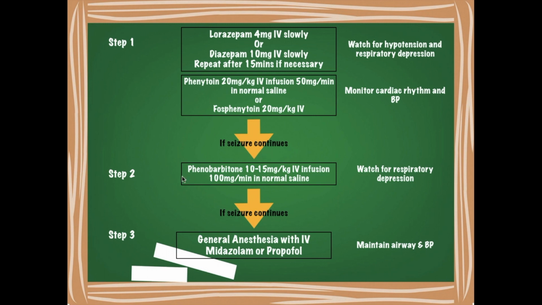Now, if the seizures continue beyond 30 minutes, go ahead and administer phenobarbital. And if seizures still persist, the last resort would be to proceed with general anesthesia with IV midazolam or propofol.